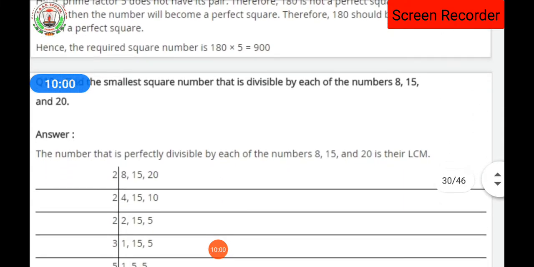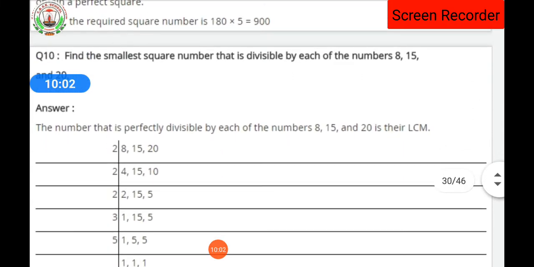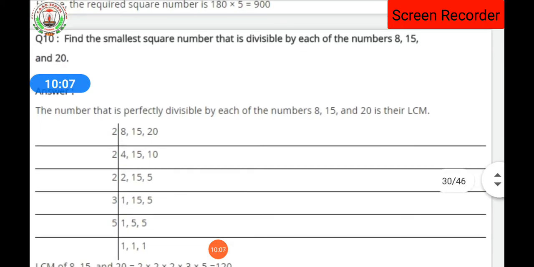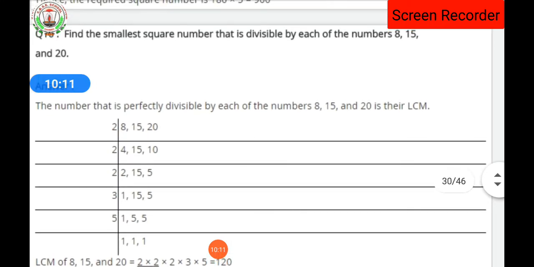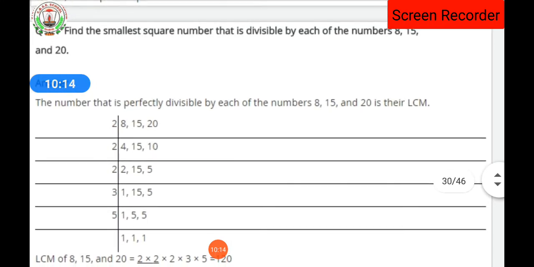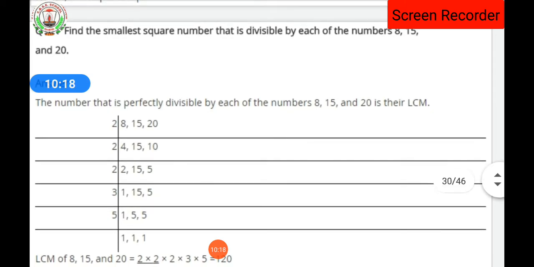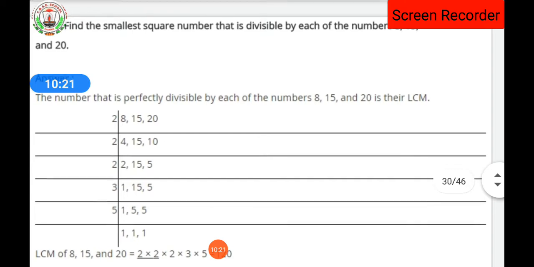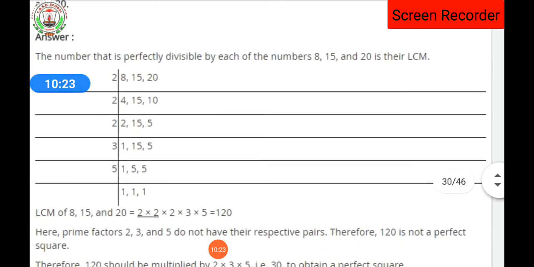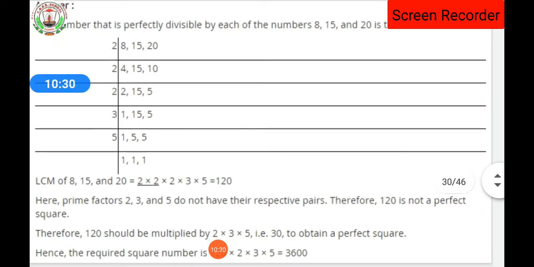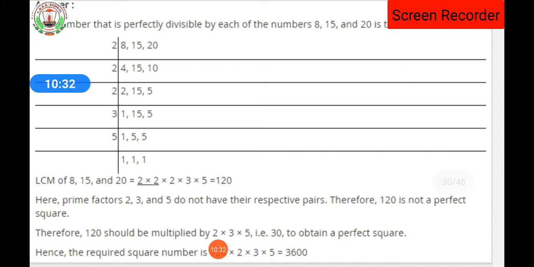Okay. Moving towards the last question of this exercise: find the smallest number that is divisible by each of the numbers 8, 15 and 20. So here we are looking for the smallest number that is divisible by each of the numbers 8, 15 and 20. So first thing is that we have to find the LCM of 8, 15 and 20. You know how to find the LCM. After finding the LCM, in all the factors, what is the unpaired number?